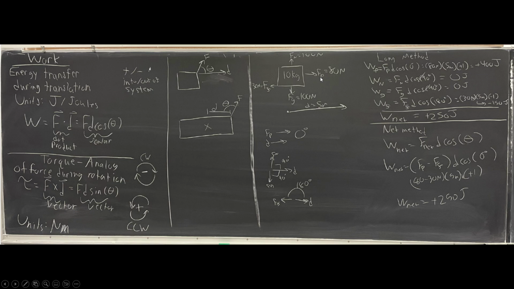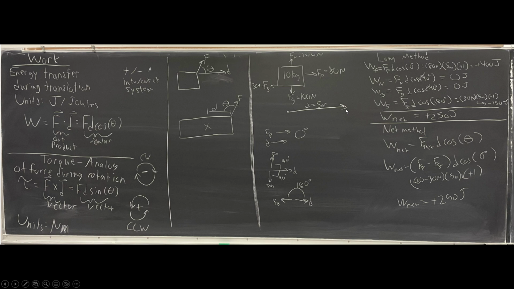We have an applied force, Fp, of 80 newtons to the right, and we have a force of friction, F sub f, of 30 newtons to the left. And as far as translational motion, this object is being displaced by a distance d of 5 meters to the right.